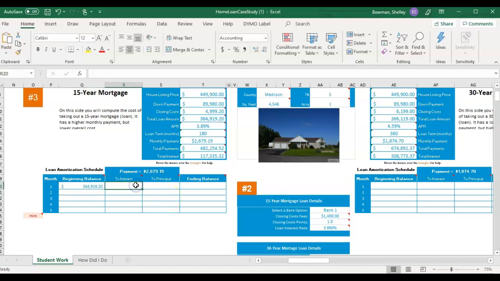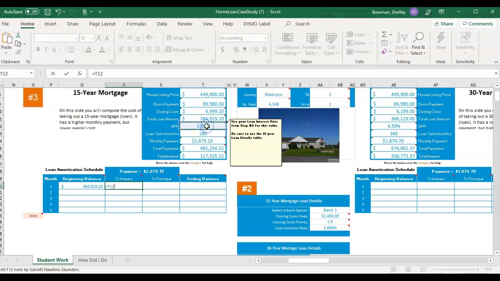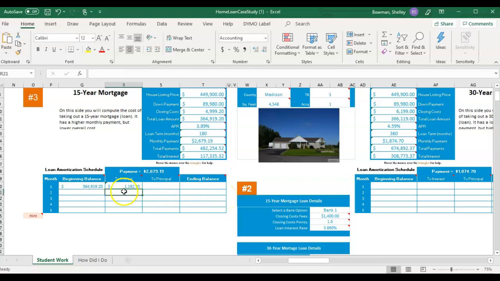The next one is we want to know how much of our first mortgage payment goes towards the interest versus the principal. Now, our interest rate is right here. So here's our interest. And again, make sure you divide it by 12. And then we're going to times it by the beginning balance here. And that tells me that I end up spending $1,182 in interest this first month.